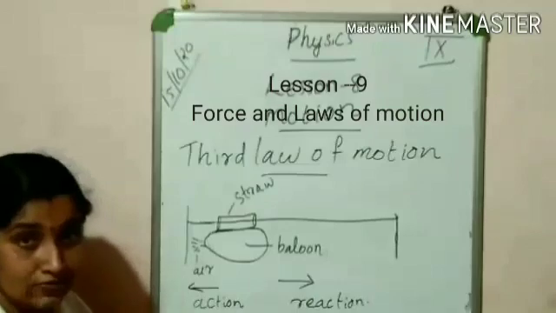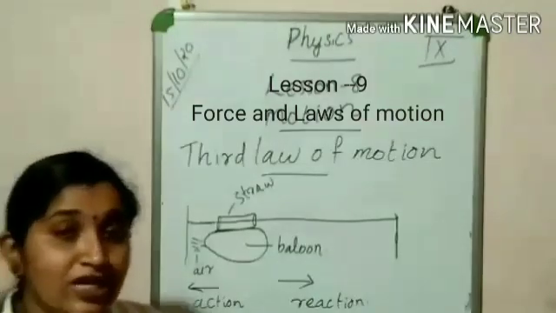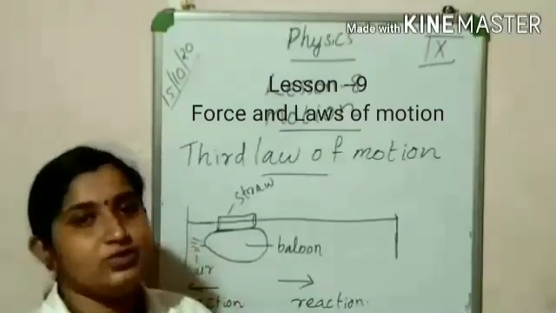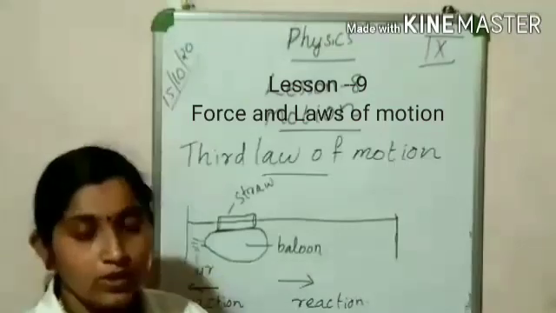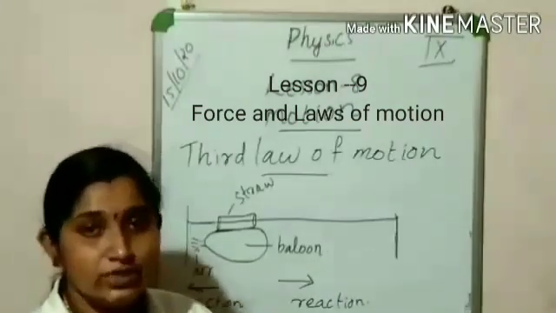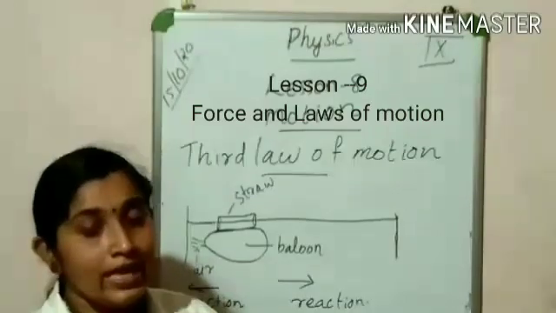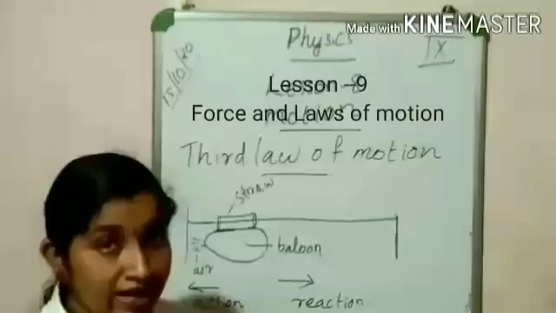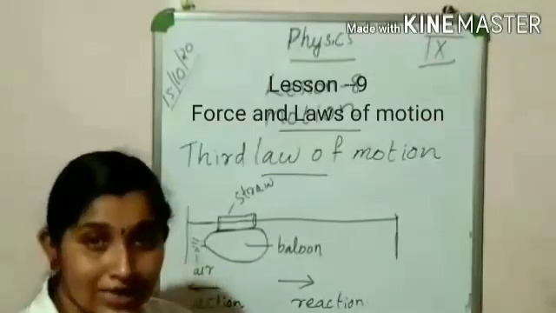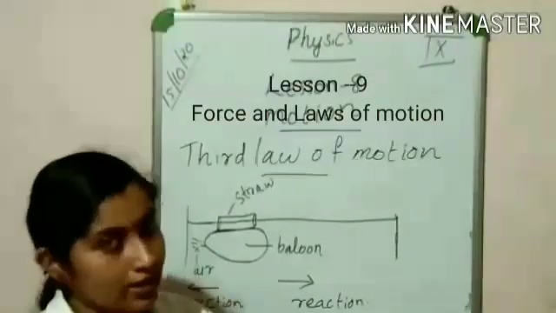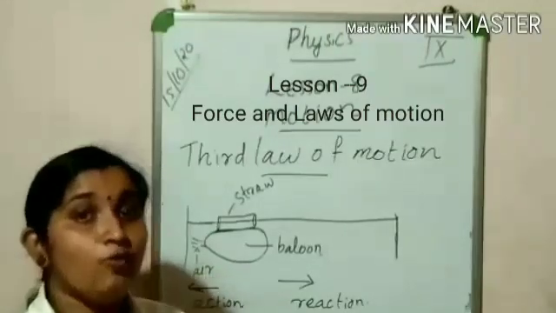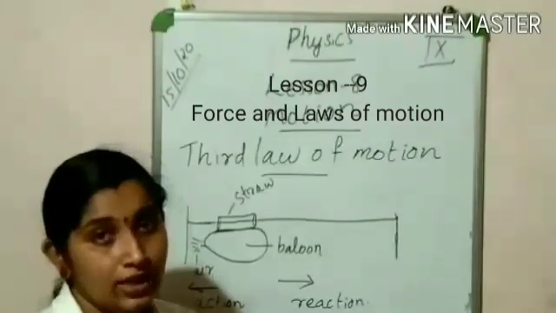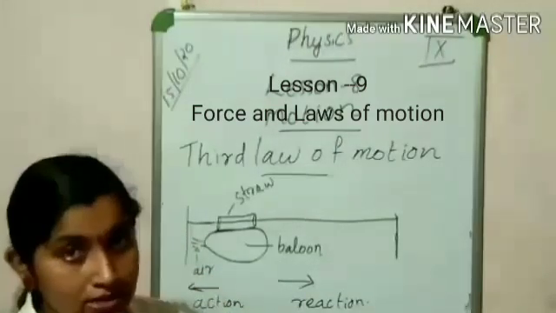Let us talk about another activity. Take a test tube and fill it with some water, and the mouth of the test tube is closed with a cork. When we heat the test tube, the cork escapes from the mouth of the test tube. The cork moves in the forward direction and the test tube recoils in the backward direction. That is, the movement of the test tube is the reaction and the movement of the cork is the action.